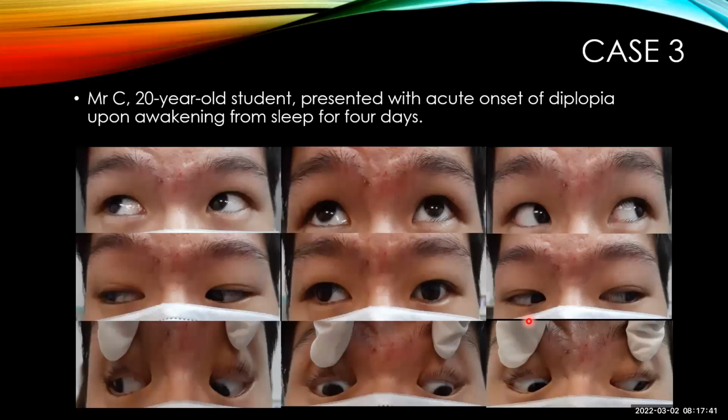So let's move on to case 3. Mr. C, a 20-year-old Chinese student, presented with acute onset of diplopia upon awakening from sleep for 4 days. There is no history of trauma. He denied having any headache, nausea, and vomiting as well. On presentation, this is a 9-gaze picture.